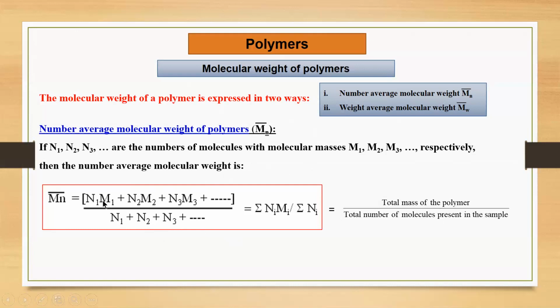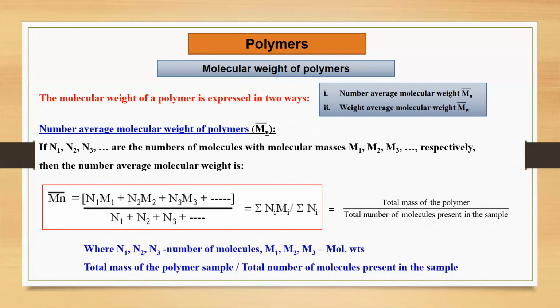This product N1 into M1 denotes the molar mass contribution of a particular type of molecules towards the total polymer sample's mass. And if we take the summation of this, it gives us the total mass of the polymer divided by the total number of molecules present in the sample. It is nothing else but the simple formula that we use to take the average of anything. Here N1, N2 and N3 denote the number of molecules, while M1, M2 and M3 denote the molecular weights. So the average is simply given by the total mass of the polymer sample divided by the total number of molecules present in the sample.